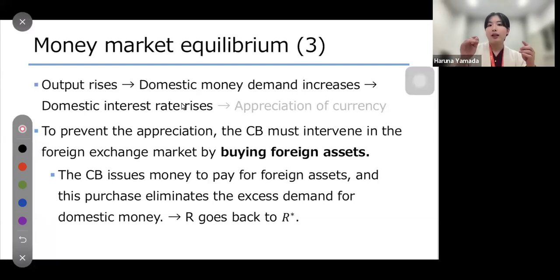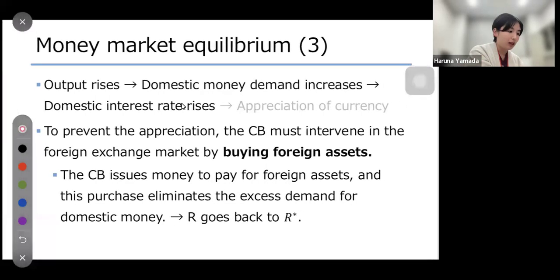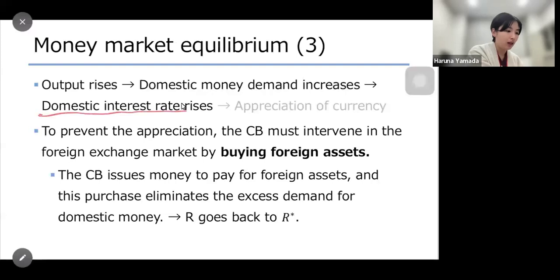So to prevent the appreciation, the central bank must intervene in the foreign exchange market by buying foreign assets. The central bank issues money to pay for foreign assets, and this purchase eliminates the excess demand for domestic money. Therefore, the domestic interest rate goes down and goes back to the R star level.